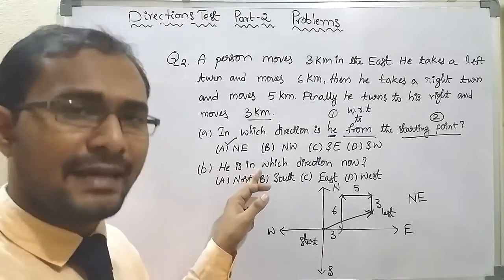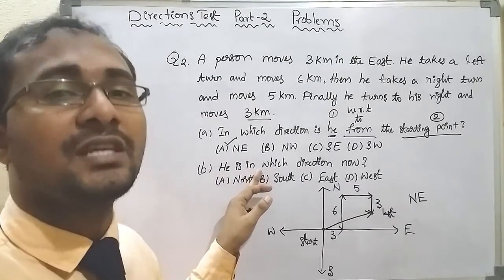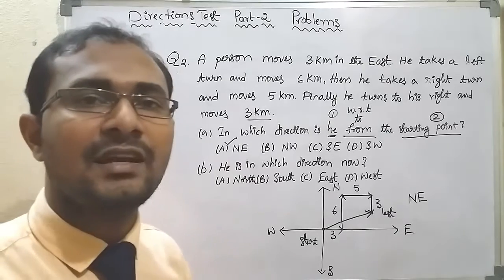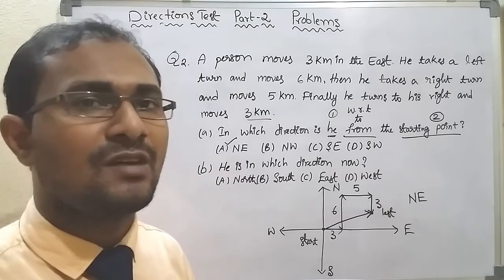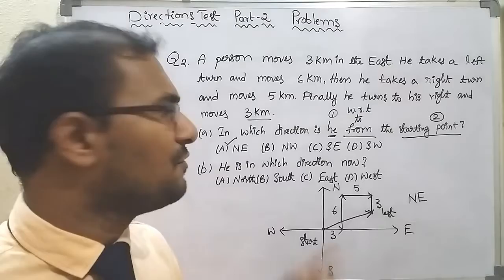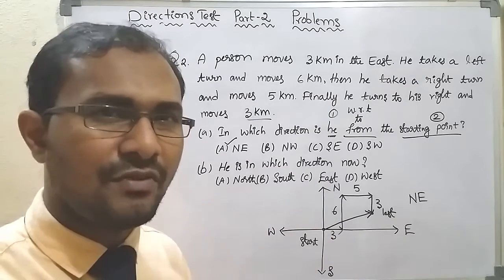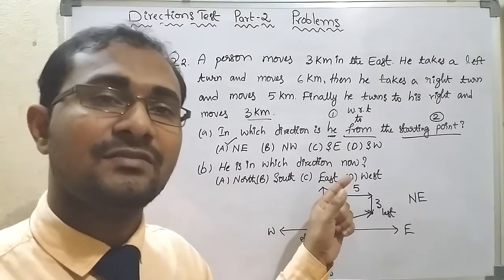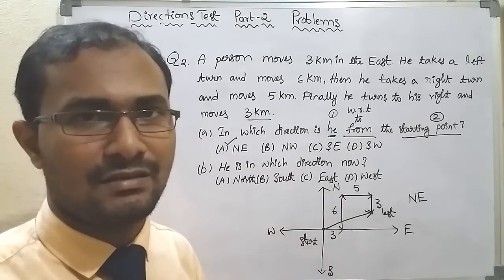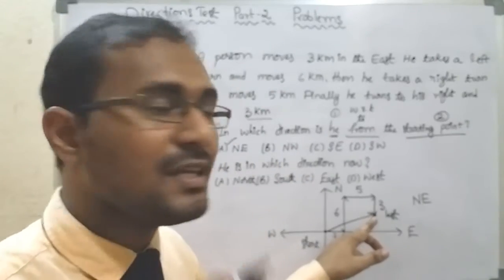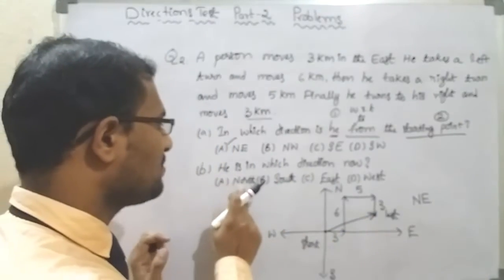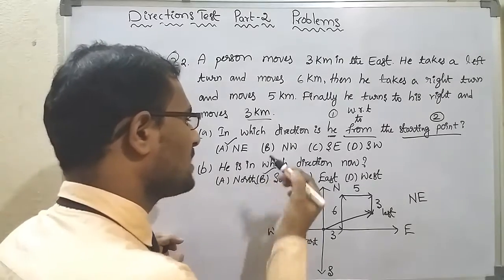See, this is also a direction related question without keywords. If any direction related question is given without any keyword, what should be the answer? How to answer that? Simply the final direction in which that person traveled is the answer. In which direction he traveled finally? Towards south, no? It means answer for the second part B is south direction.